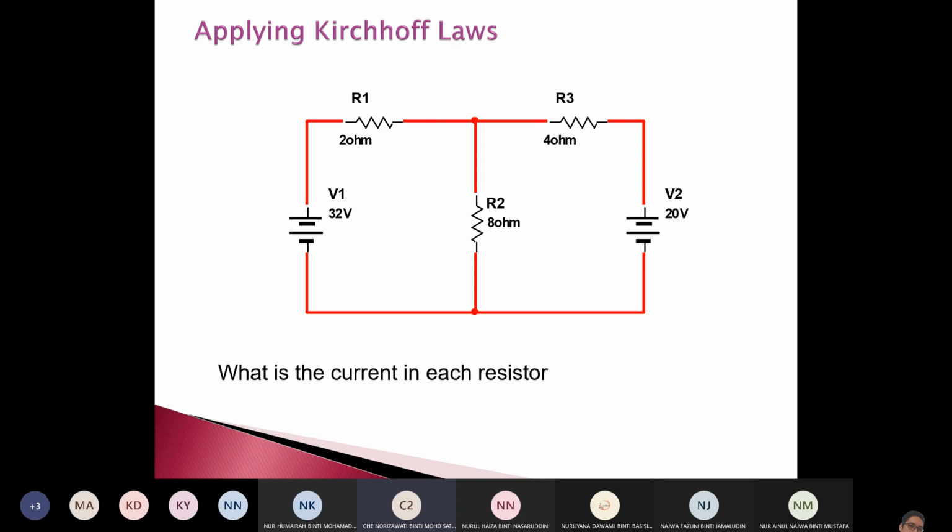So anyone want to help me today? I1 and R1 minus I3 R3. Okay.